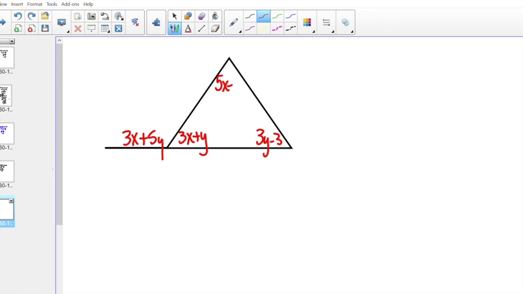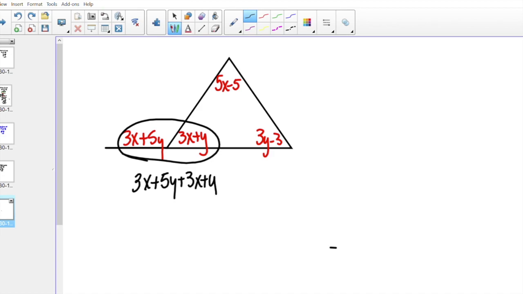All right, young people. Now, what did we discuss about these 2 angles right here? They're linear pairs. And what do you know about linear pairs? Their sum equals 180. So 3x plus 5y plus 3x plus y equals 180. Hey, what's 3x here and 3x there?